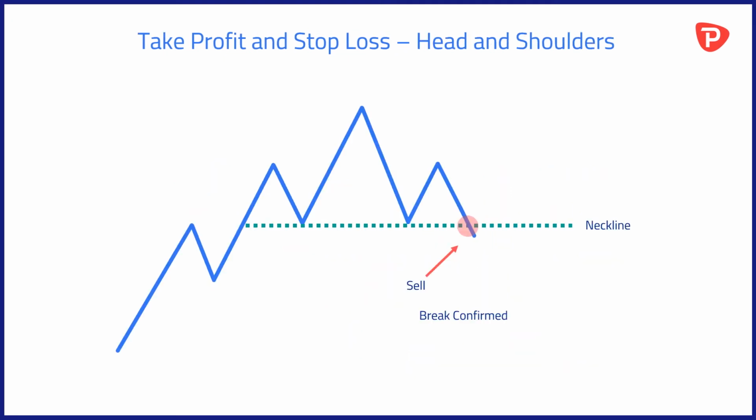Now let's take a look at stop loss and take profit zones for head and shoulders patterns. To calculate the stop loss in a head and shoulders pattern, you measure the height from the neckline to the top of the head inside the pattern, and place the stop loss 10% of this distance above the right shoulder, as you can see here in the example.